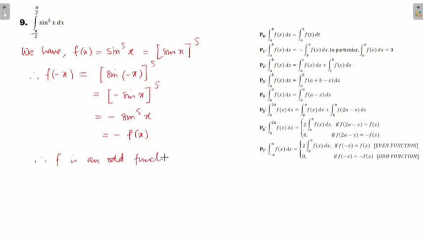Now whenever f is an odd function, the value of the integral is always 0, right? So we say, using P7, the integral from minus pi by 2 to pi by 2 of sine to the power 5x dx will be equal to 0. So this is using P7. You may pause the video and note down your solution.